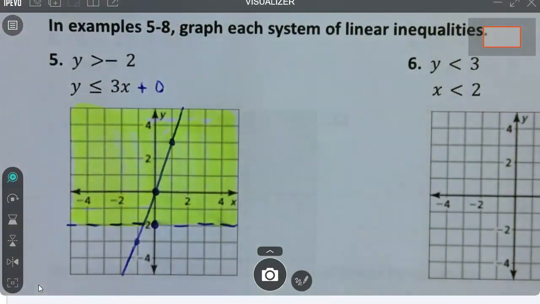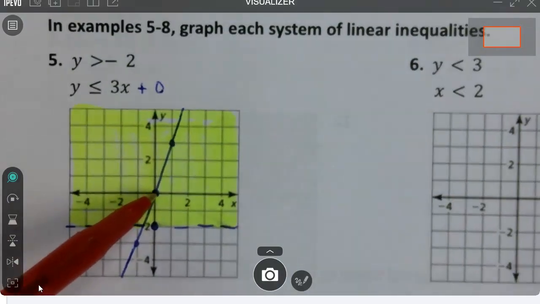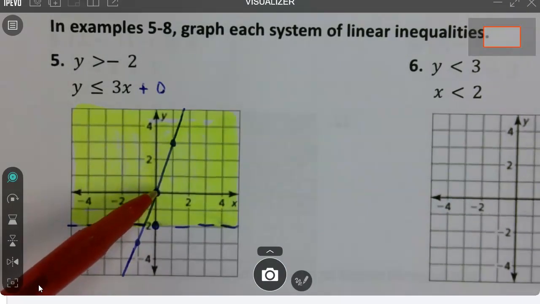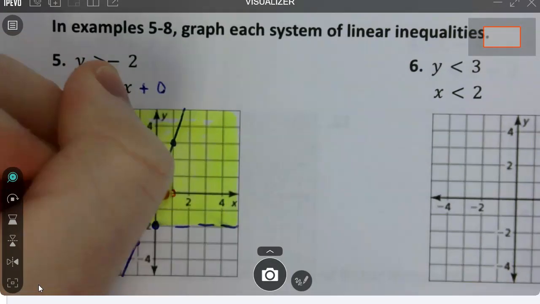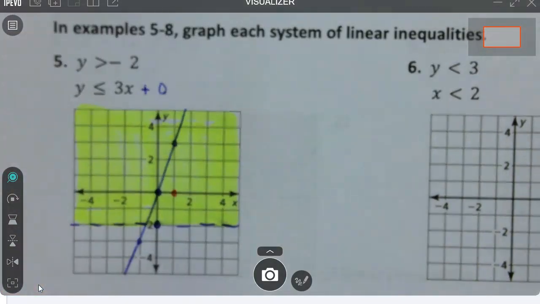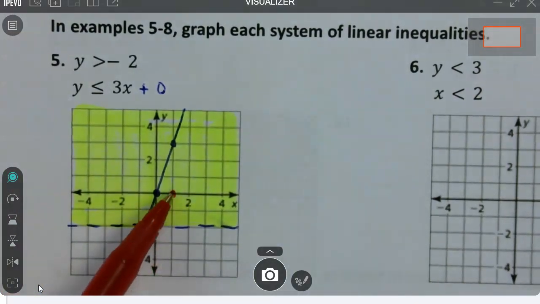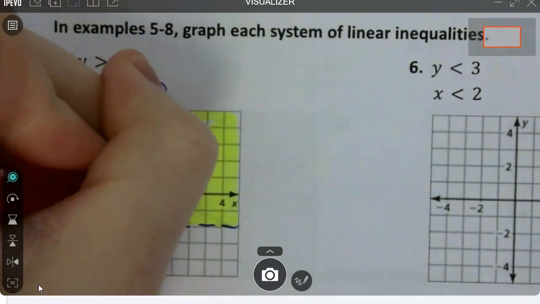Okay, and now what I need to figure out is, where do I shade this one? Well, 0, 0, I can't use as a test point because it is on the line. So what I'm going to do is I'm just going to choose this one right here. I can choose any point I want above or below the line. I'm just going to choose this one because it's an easy number to work with.